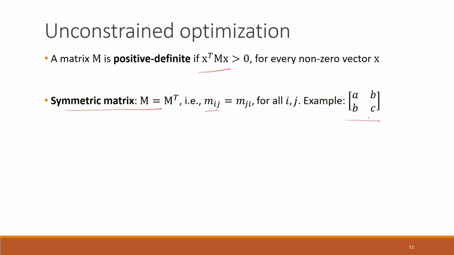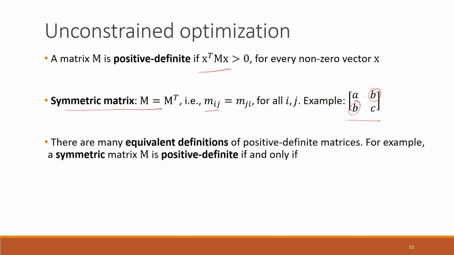This is an example of a symmetric matrix because you can see that the term in the first row and second column is the same as the term in the second row and first column. Now, if you have to check that a matrix is positive definite, using this definition is not easy, because you have to argue that x transpose Mx will be positive for every non-zero vector x. Therefore, there are many equivalent definitions of positive definite matrices, given that this matrix M is also symmetric.